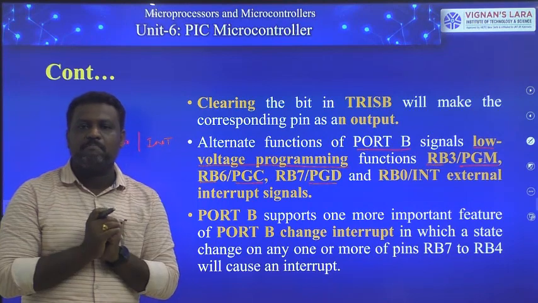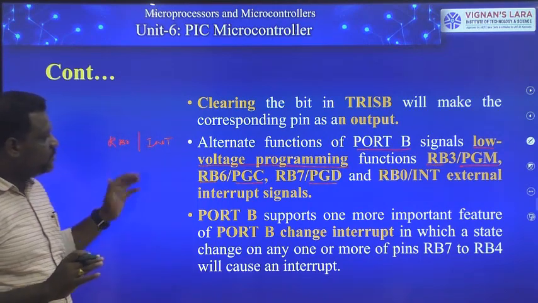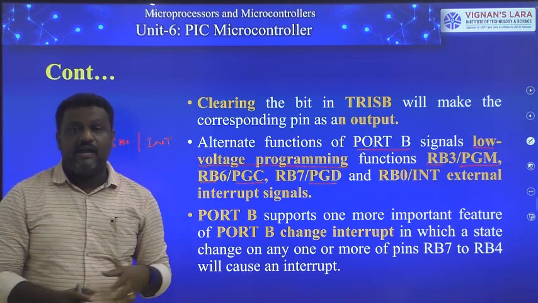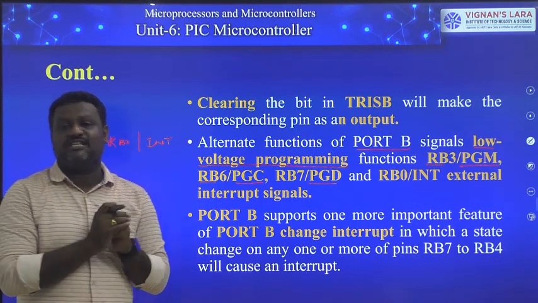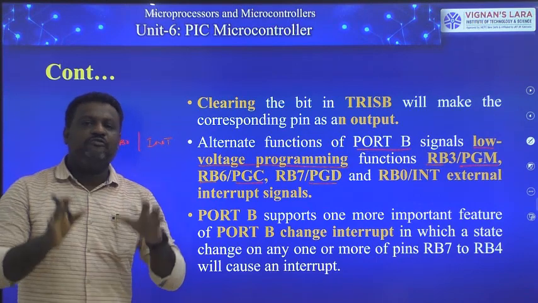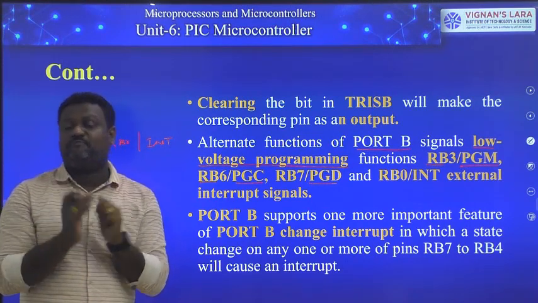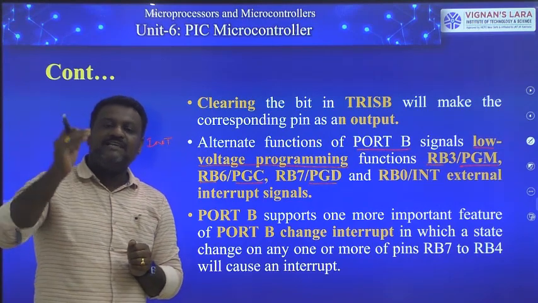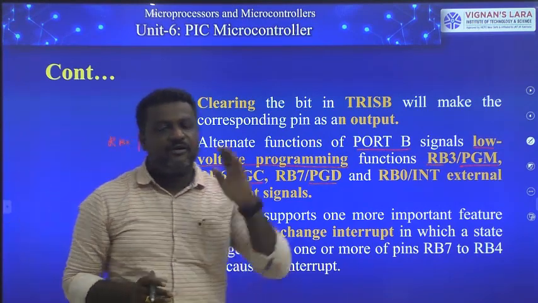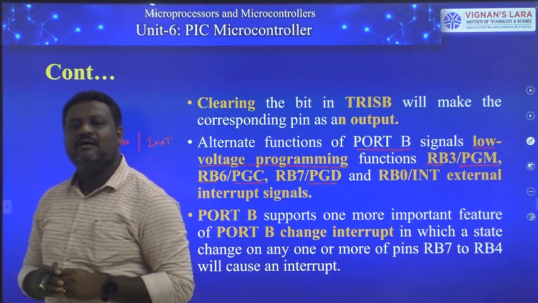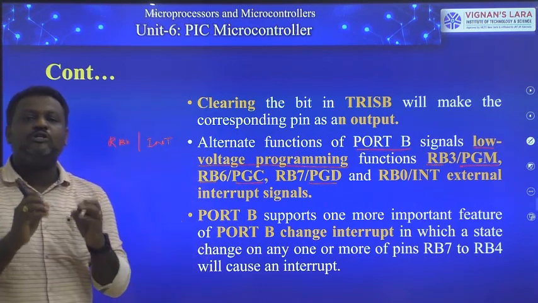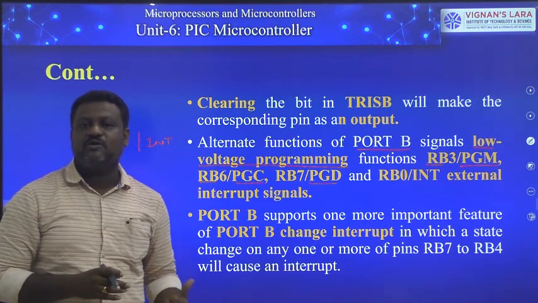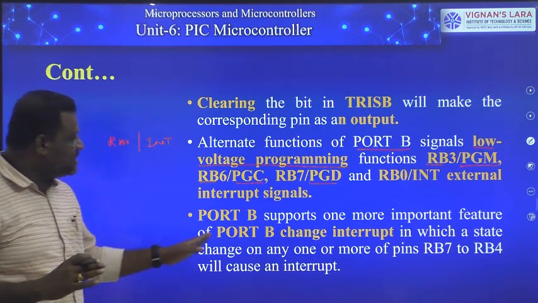And one more interesting thing about port B is that it supports one more feature, that is, it may generate a port B change interrupt. That means whenever, in the higher order nibble of port B, that is RB4 to RB7, any signal's logic level changes from 1 to 0 or 0 to 1, a port B change interrupt can be generated automatically by the corresponding port. So that's what I mentioned at the last.